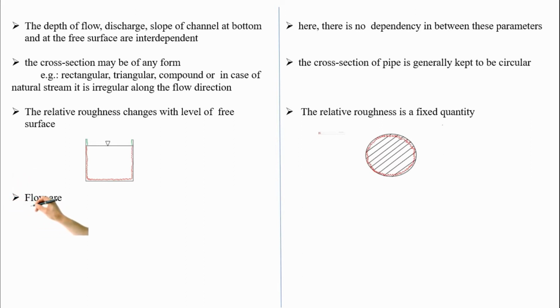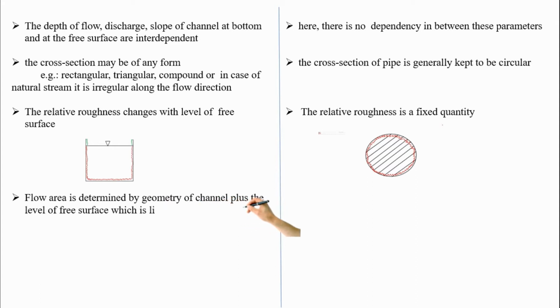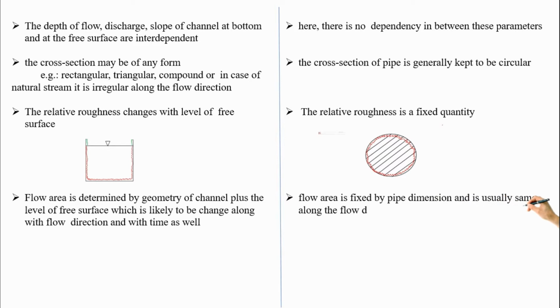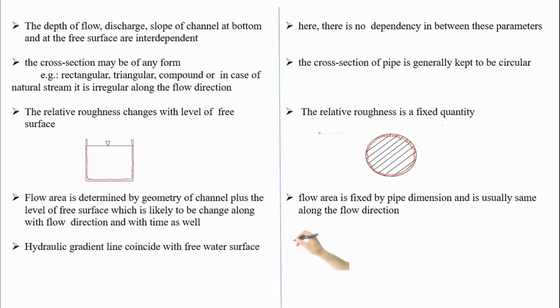Flow area is determined by the geometry of the channel plus the level of the free surface, which is likely to change along the flow direction, and with time as well. In pipe flow, flow area is fixed by the pipe dimension and is usually the same along the flow direction. In open channel flow, the hydraulic gradient line coincides with the free water surface, whereas in pipe flow, the hydraulic gradient line is usually above the conduit.